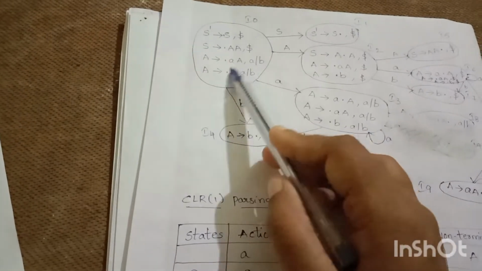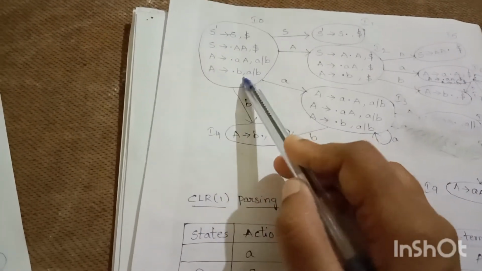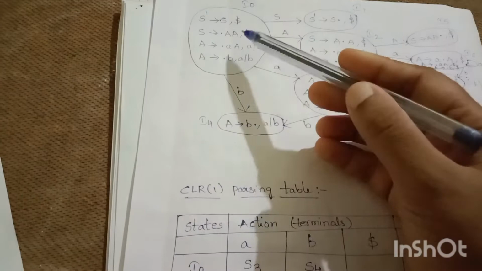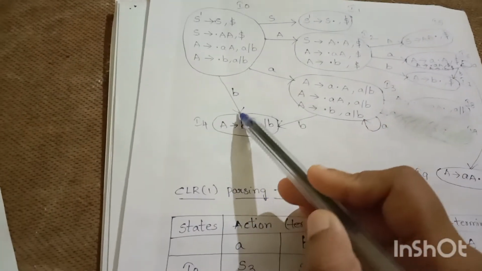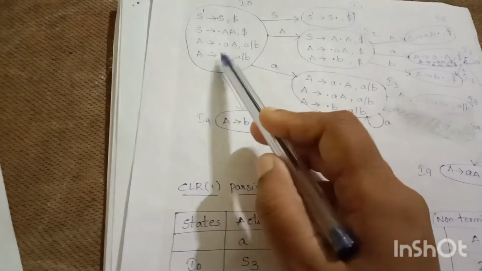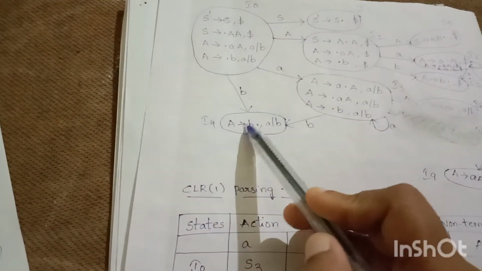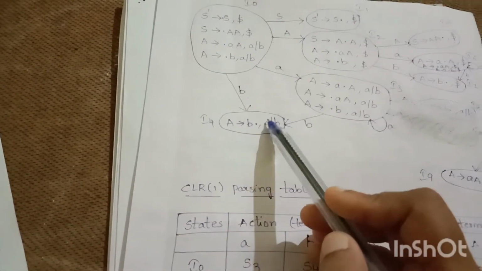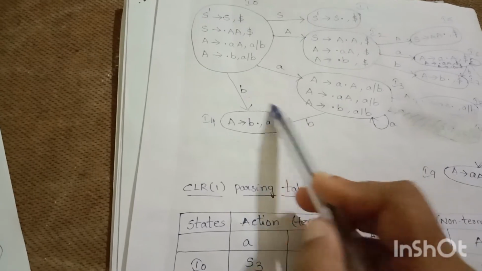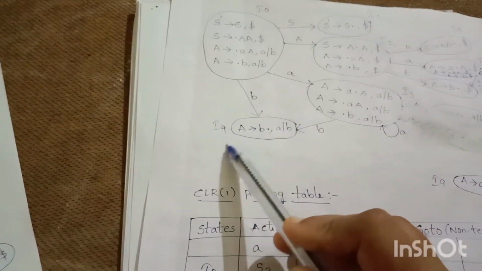And next is this production A tends to dot b. So when I apply I naught on state b, what it becomes is A tends to b dot, comma, our look ahead symbol a by b. So this I am naming as state I4.